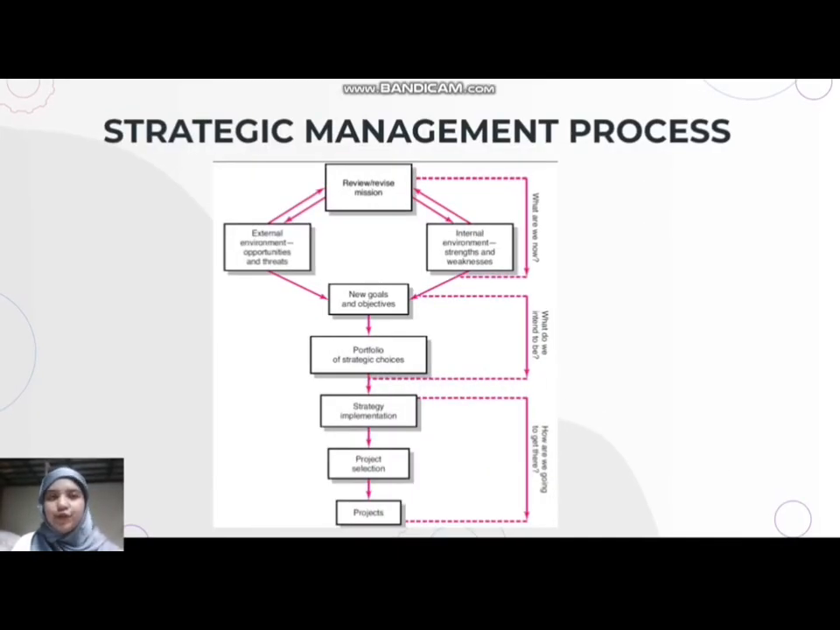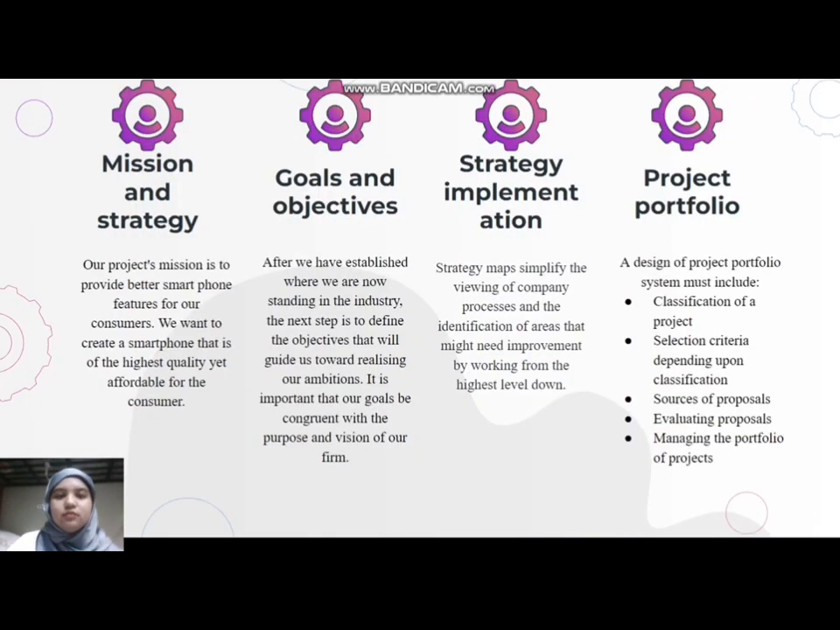So we continue with the strategic management process. In this slide, this is the flow of the strategic management process, which starts with review and revise mission, and we set the new goals and objectives, and after that is portfolio of strategic choice, and after that is strategy implementation, and lastly is project selection, and we do the projects after that.